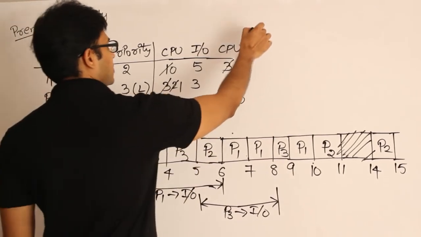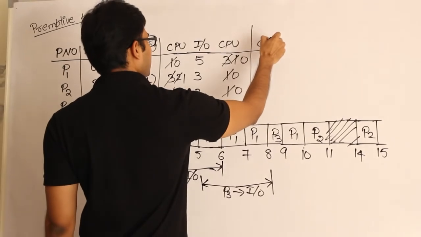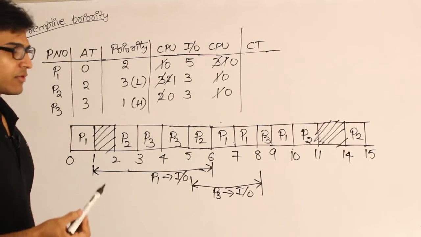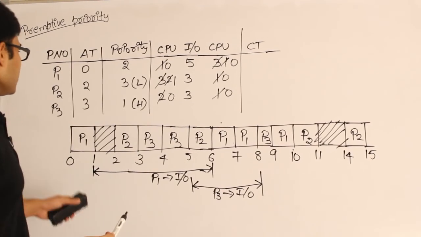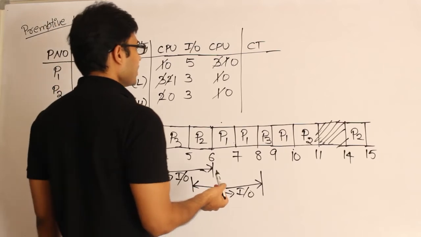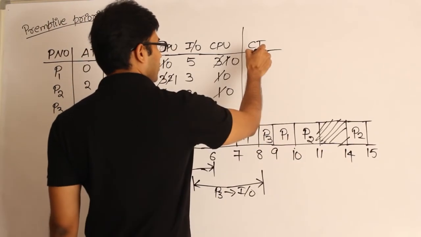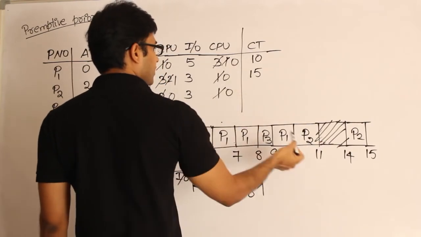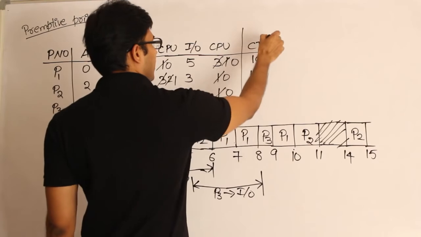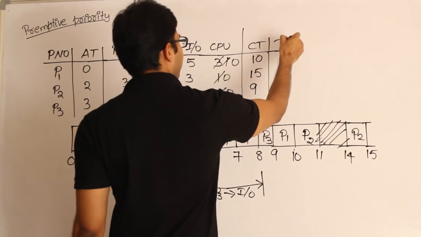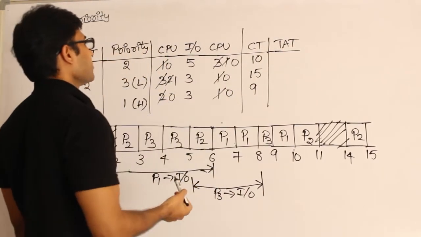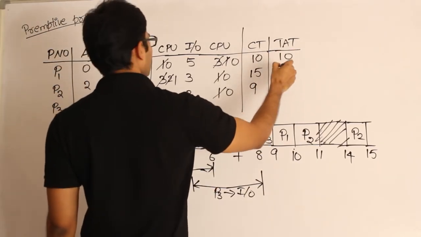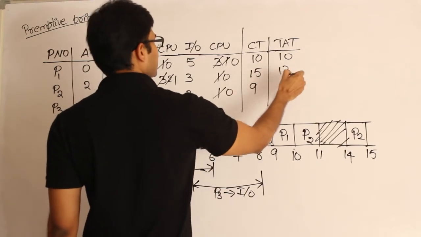Maybe some interesting questions will be like this: what is the completion time? You can write completion time, waiting time and turnaround time, everything as usual. Let's see this. The completion time of P1 is 10, P1 got completed at 10. The completion time of P2 is 15, and the completion time of P3 is 9. And then what will be the turnaround time? Turnaround time will be completion time minus arrival time. So 10 minus 0 is 10, 15 minus 2 is 13 and 9 minus 3 is 6.